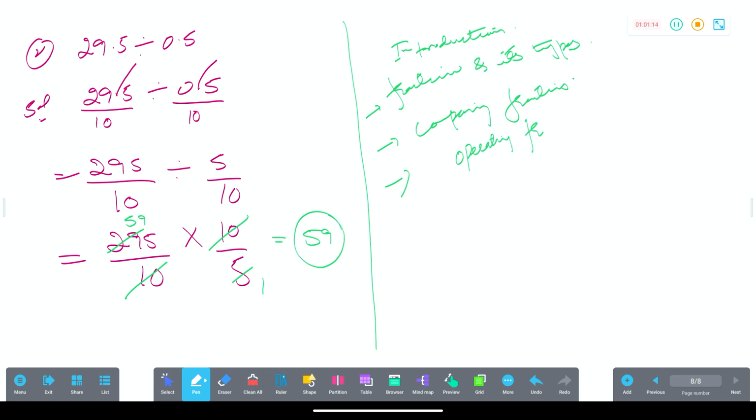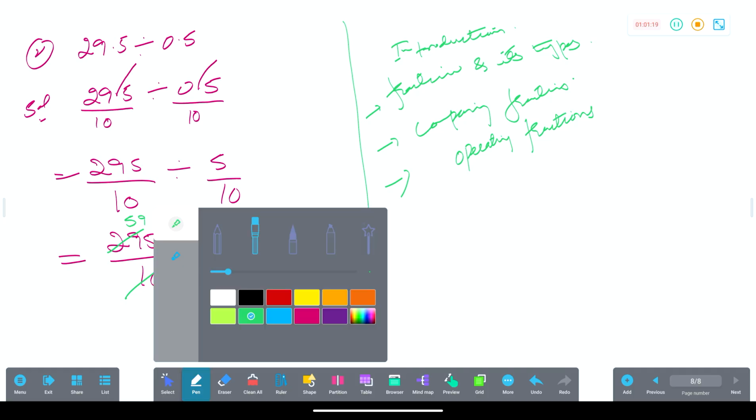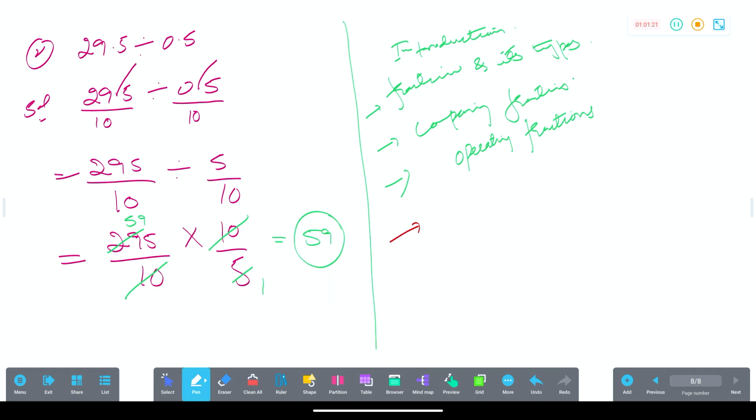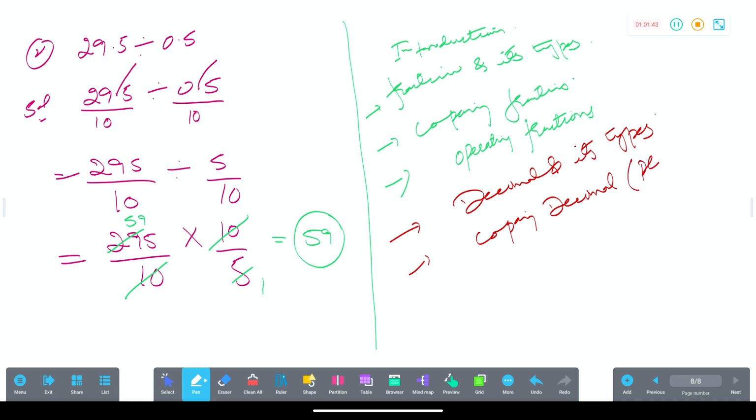In the same way, when I talk about decimals we have started with decimal and its types. Then we continued with comparing decimals. But before this, we have done place value. That is chart, that's very important. And at the end, we had done operating decimal numbers.